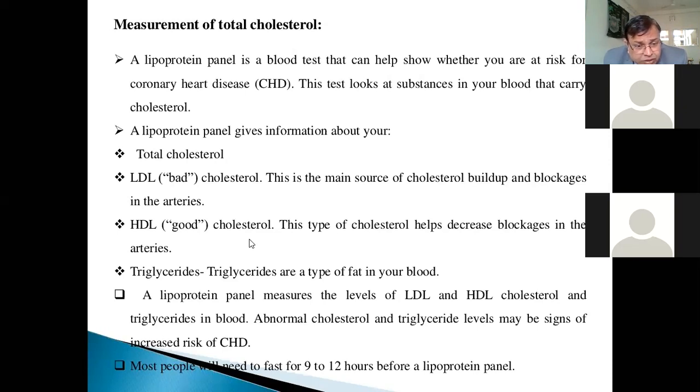Now, most people will need to fast for 9 to 12 hours before the lipoprotein panel test.